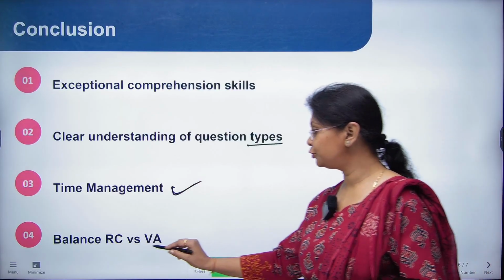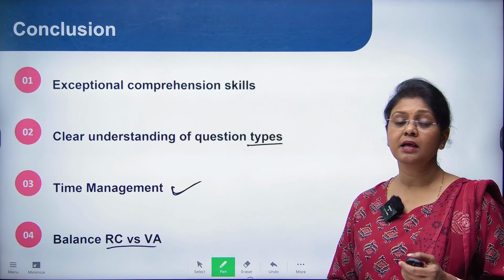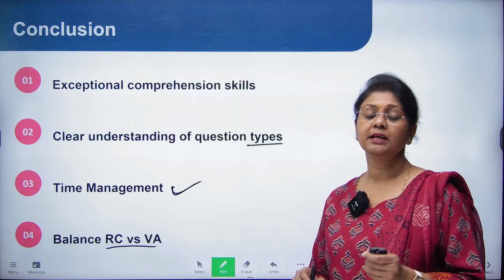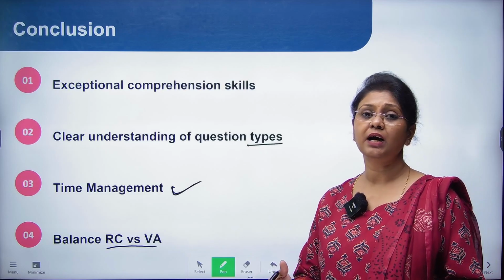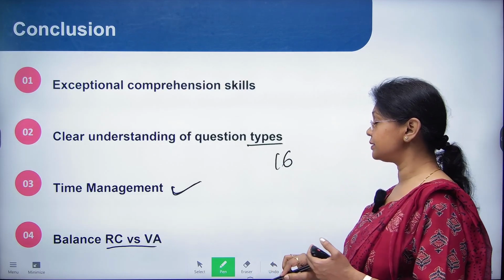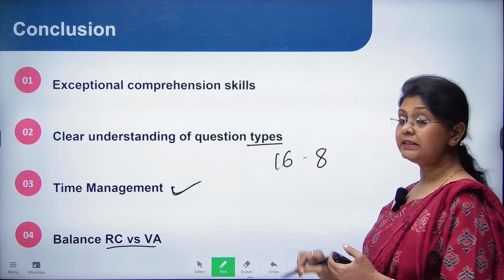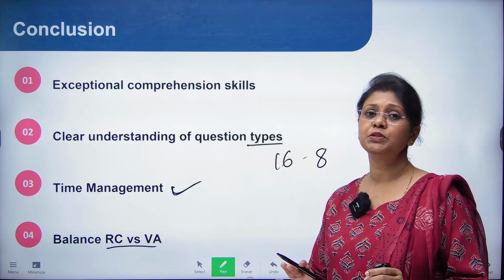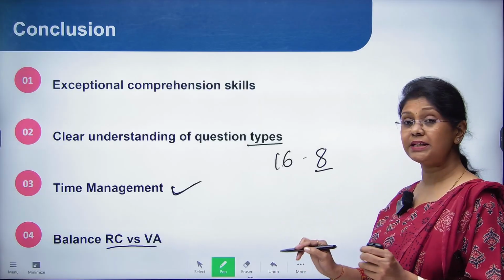And then you have to balance RC versus VA. Now the single most important advice that I give to my students is that, see, there are many students who focus on RCs, and of course it is absolutely okay because RC gives you 16 questions. But what I feel is that these 8 questions of verbal ability are simply your game changer. So if you can navigate through these 8 questions.